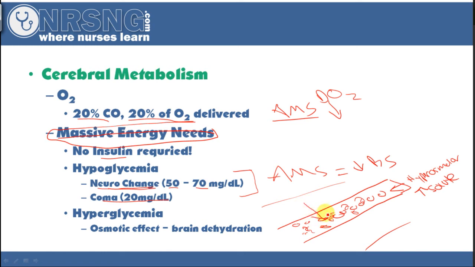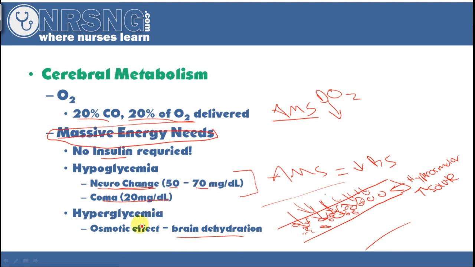So what's going to happen is it's going to draw fluid into the blood vessel in order to balance out the osmolarity within the vessels and without the vessels. If this happens within the brain, it's going to draw fluid out of the brain cells, out of the brain tissue, and into the vascular space, and that can lead to brain dehydration, which of course is a bad thing.